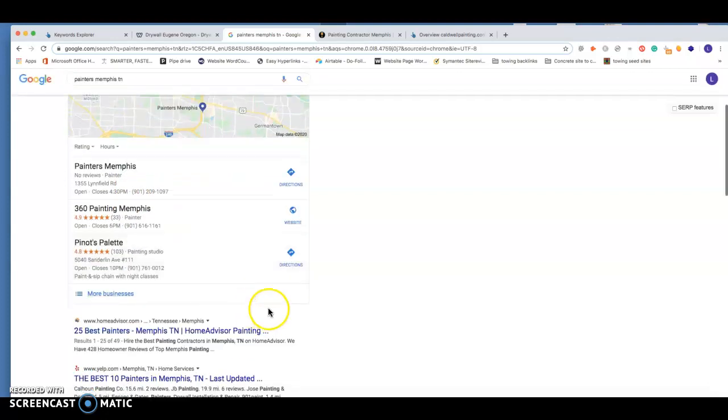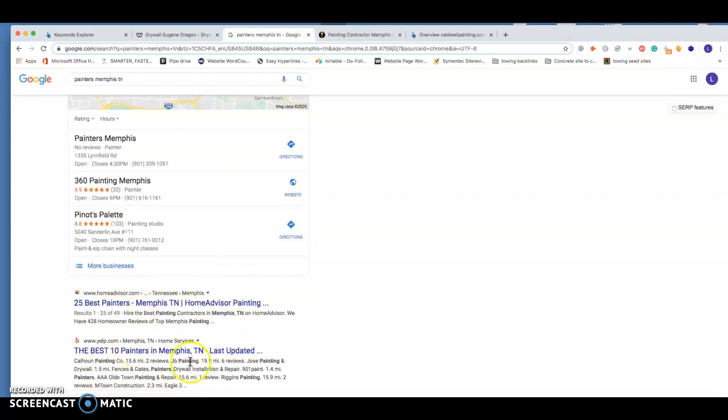The last factor is actually your organic rankings. So where you sit organically, if you're organically ranking high, it's going to have a big influence on if your business is in this 3-pack.